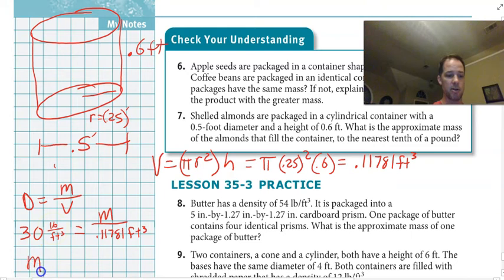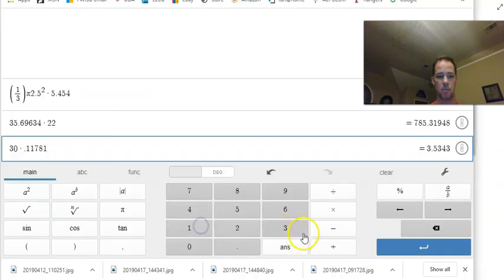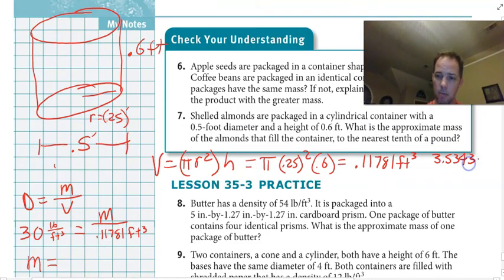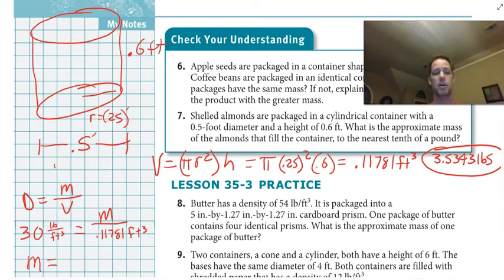So let's plug this in our calculator. 30 times 0.11781, and it looks like we get 3.5343. And the units would be pounds. And that makes sense. It's 30 pounds per cubic foot. This is a little bit more than 1/10 of a cubic foot. It's not anywhere close to 1 full cubic foot. 3 pounds would be exactly 1/10 of the weight, but it's a little bit more, so a little bit more than 3 pounds. This answer does make sense.